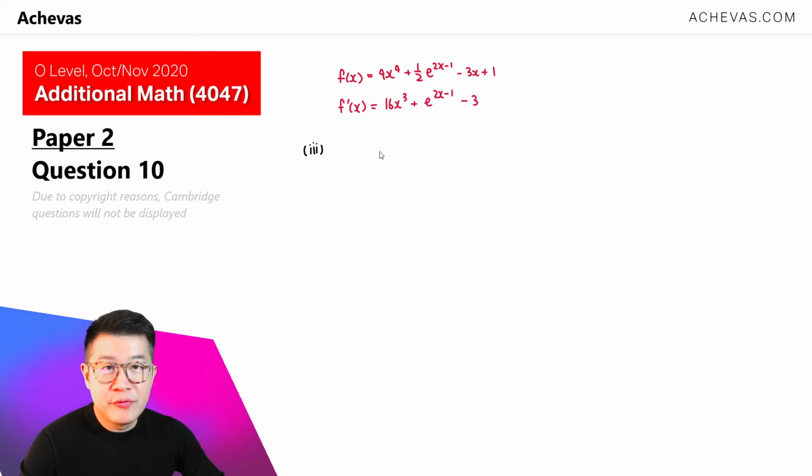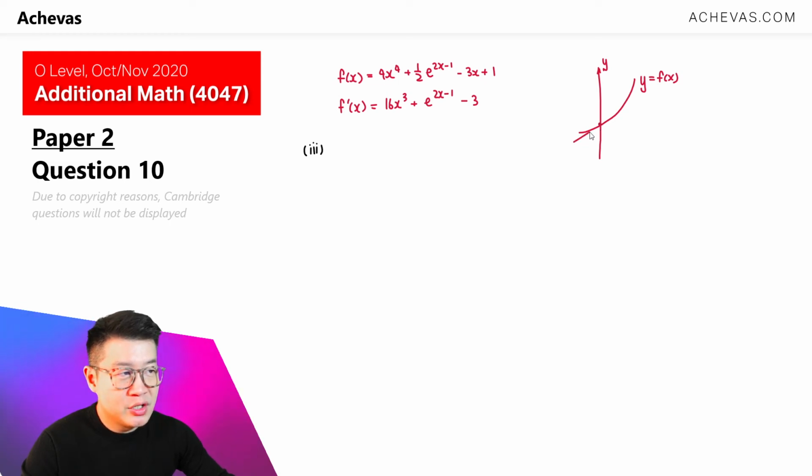In part 3, we're going to be looking for the equation of a tangent. According to what the question says, the tangent is on the graph of y is equal to f(x), specifically at the place where the graph cuts the y-axis. So we are looking at the point here. The tangent is going to look something like this, which means that the y-coordinate is an unknown, but the x-coordinate is going to be 0. So the first thing we want to do is find the y-coordinate of this point, and the next thing is to find the gradient of the tangent at this point.